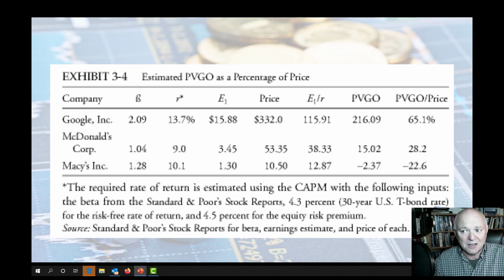Compare that to Macy's. Now, Macy's is not doing well at the moment. In fact, when this textbook was last edited, it wasn't doing very well then either, because they had a $1.30 value earnings per share. They have a discount rate of 10%, safe and stable business, but not a fast-growing one. Their share price, the value of the perpetuity then, 10.1 divided by 1.3 is $12.87. Their share price was $10.50. That means the present value of their growth opportunities was negative $2.37. So clearly the market did not like the growth potential for Macy's.